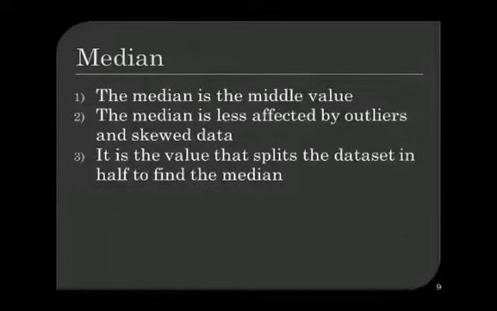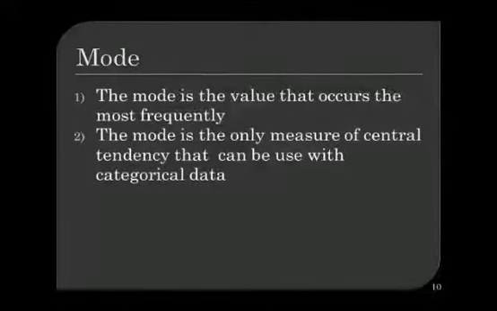Median. The median is the middle value. The median is less affected by outliers and skewed data. It is the value that splits the data set in half. Mode. The mode is the value that occurs the most frequently. The mode is the only measure of central tendency that can be used with categorical data.